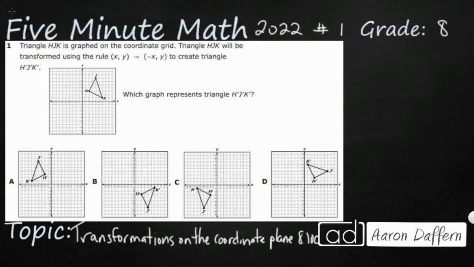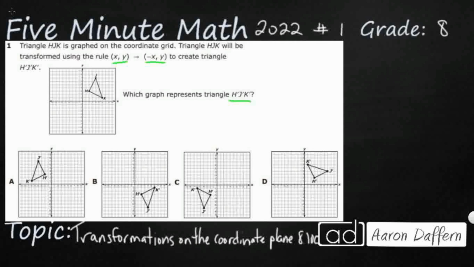So we have a triangle, HJK, and it's transformed using this rule. Looks like the y stays the same. We're just going to flip the x coordinate. And I know it's kind of small on the screen here. It was larger on the actual paper version of the STAAR test. But we need to find which triangle best represents, or which graph represents HJK prime. Like, how do we use this transformation rule?